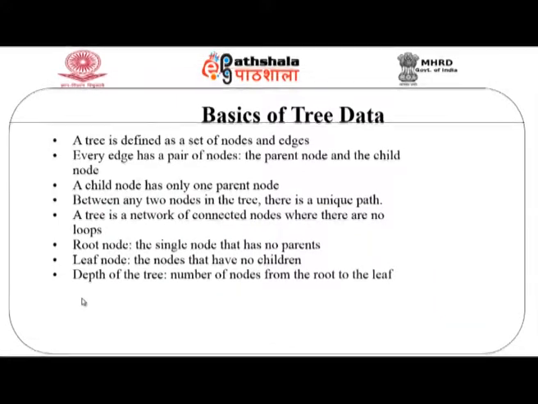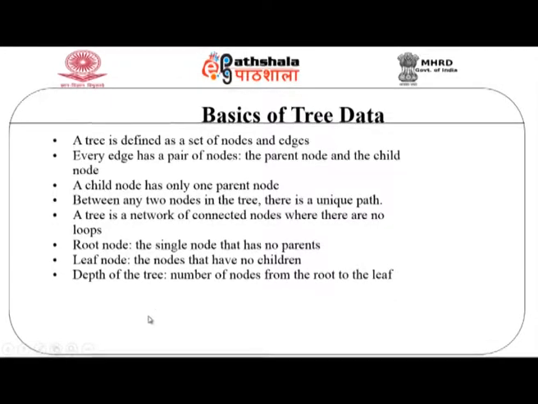The basics of tree data. A tree is defined as a set of nodes and edges. Every edge has a pair of nodes, the parent node as well as a child node. A child node can have only one parent node. Between any two nodes in the tree, there is only a unique path. A tree is a network of connected nodes where there are no loops.